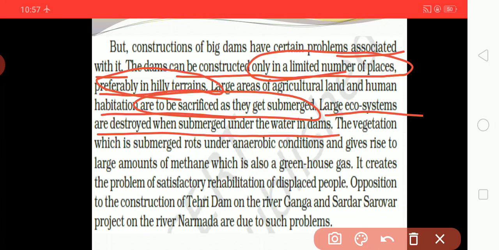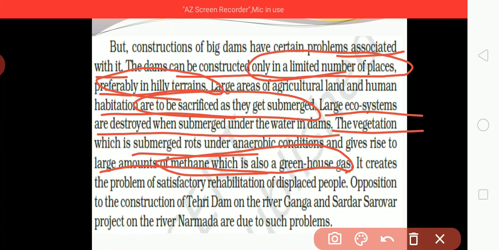The vegetation which is submerged rots under anaerobic conditions and gives rise to a large amount of methane, which is also an important greenhouse gas.